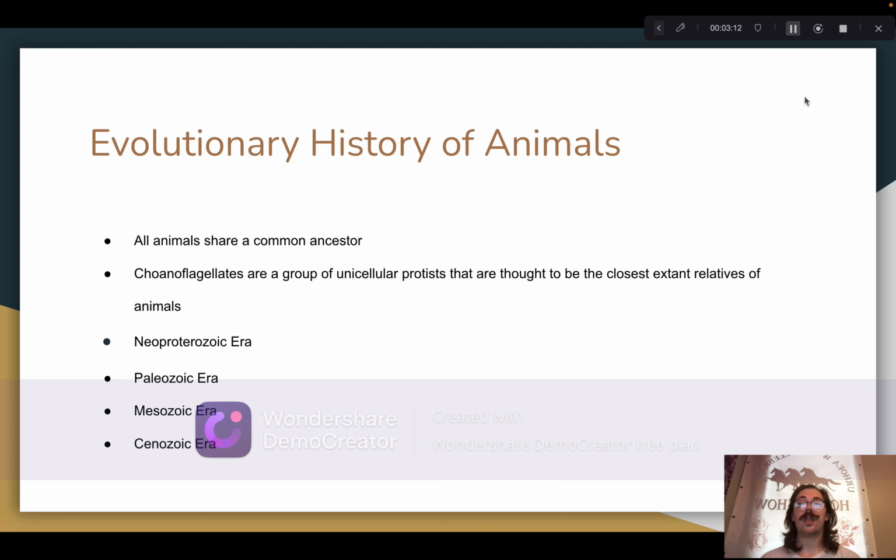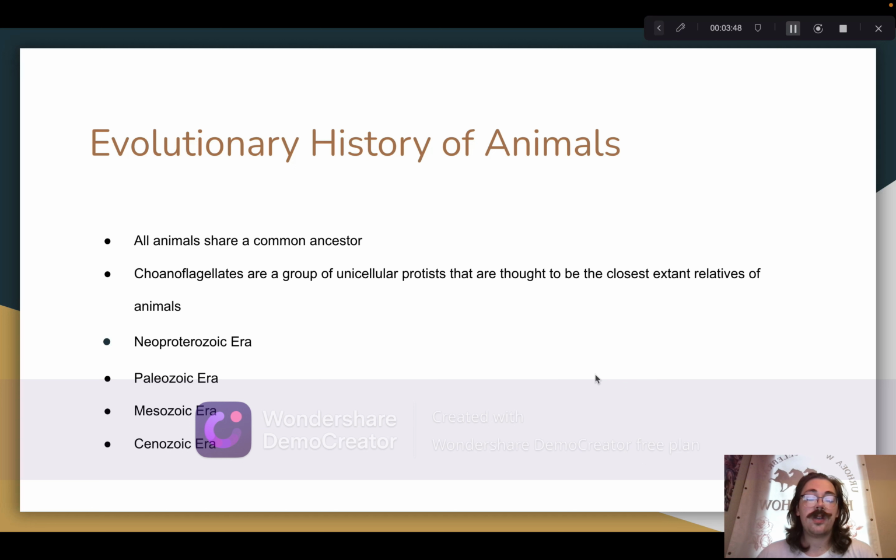Let's talk about the evolutionary history of animals. So it is believed that all animals share a common ancestor, and that common ancestor is also shared with a group of unicellular protists known as choanoflagellates that are thought to be the closest extant relatives to animals. It is believed that this common ancestor was a suspension feeder similar to the choanoflagellates that we know.